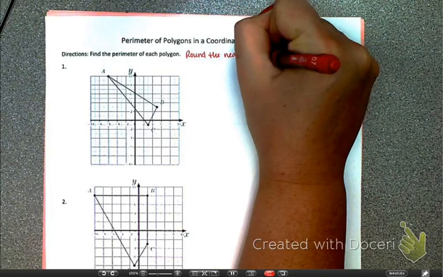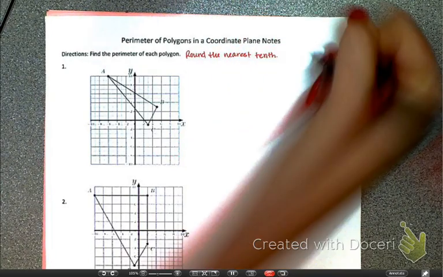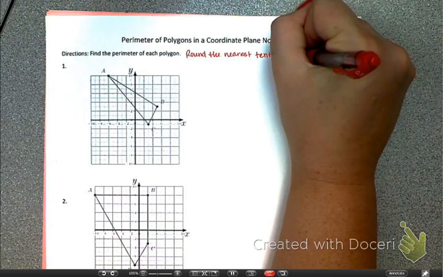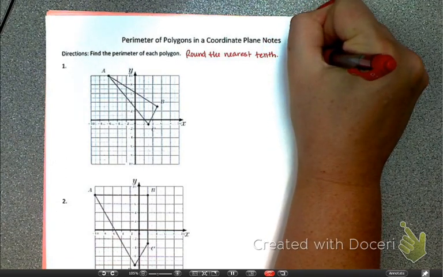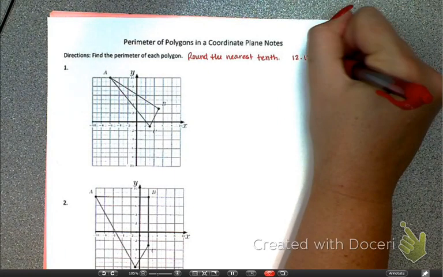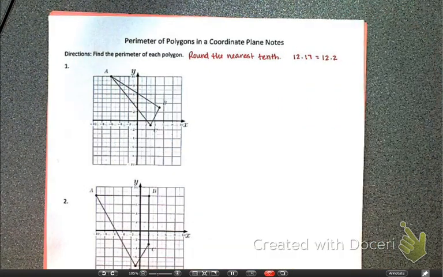How many decimal places is the nearest tenth past the decimal? 1. It's the first decimal place past the decimal. So if I give you, for instance, 12.17, what would I round that to? 12.2. Okay, so we're going to round to the nearest tenth.